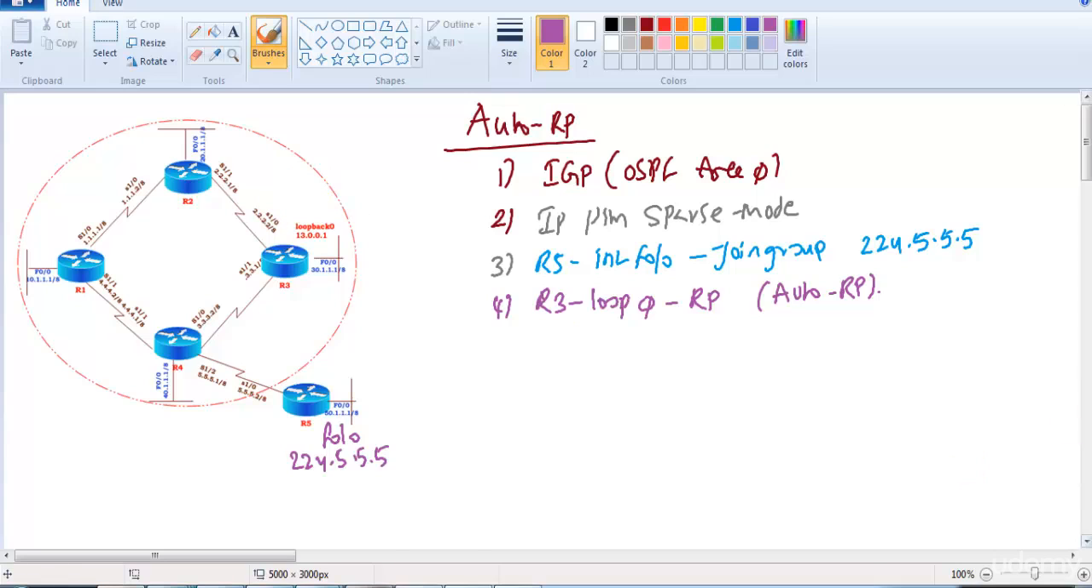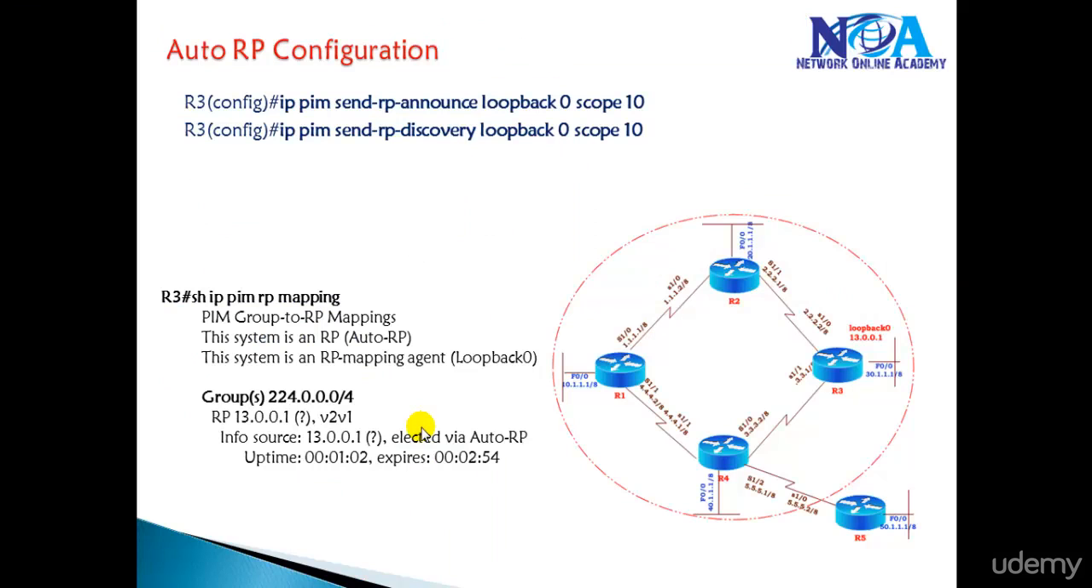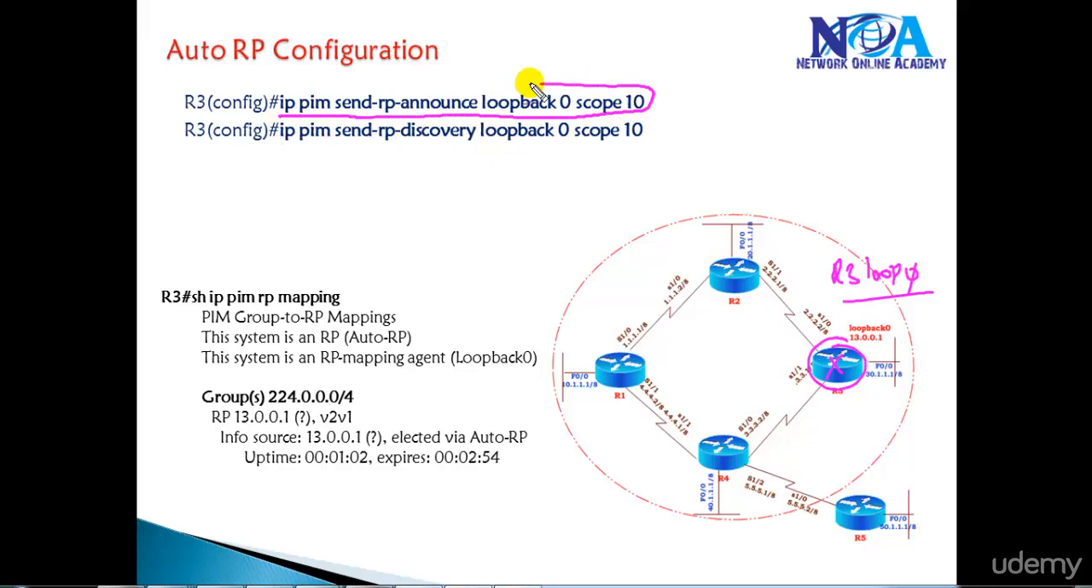Now configuration wise, there are 2 specific commands we need to configure. Now we need to go to the router you decided to use as the RP. In my scenario, I'm going to use the router 3 loopback 0 as the RP, and we need to configure this command ip pim send-rp-announce and the loopback 0. And we need to define the scope. Scope is more like TTL value. It defines how many hops this RP information has to be propagated.